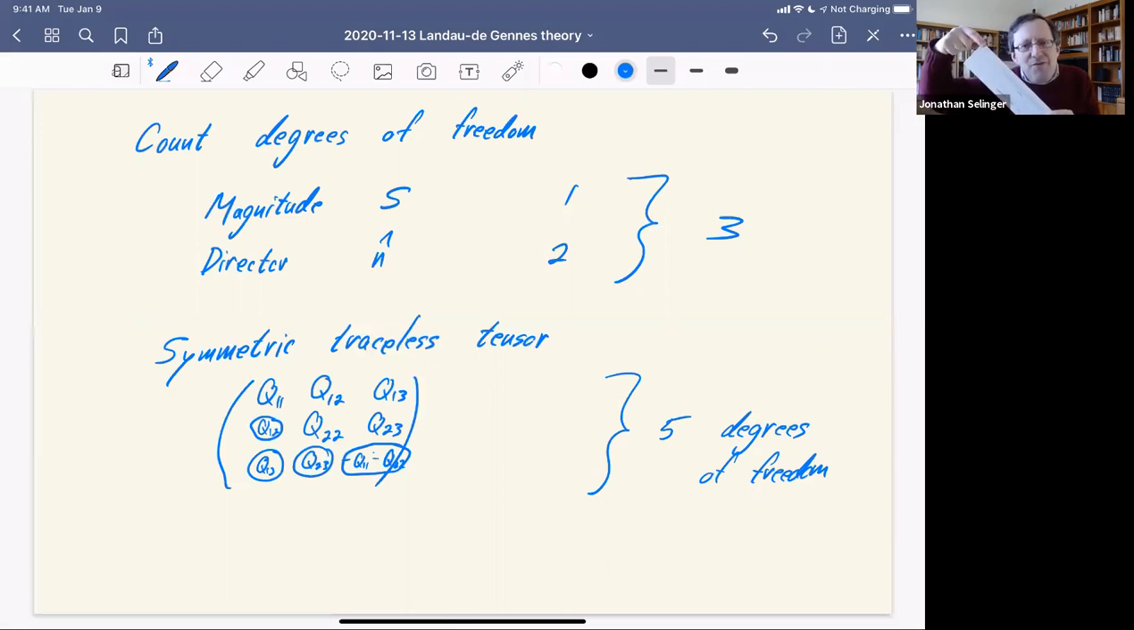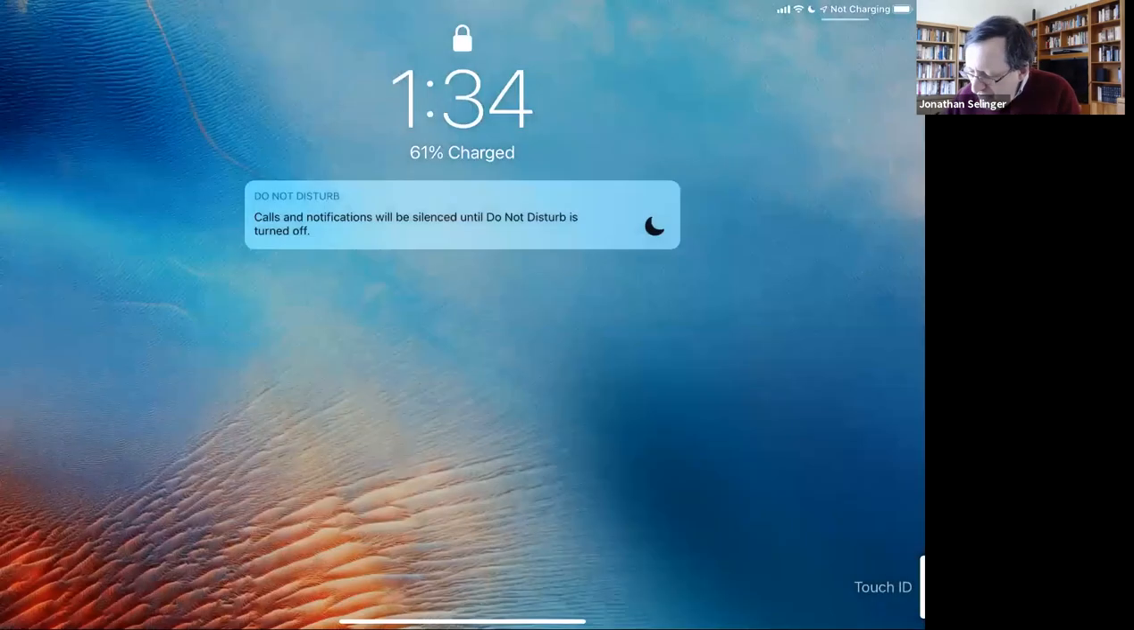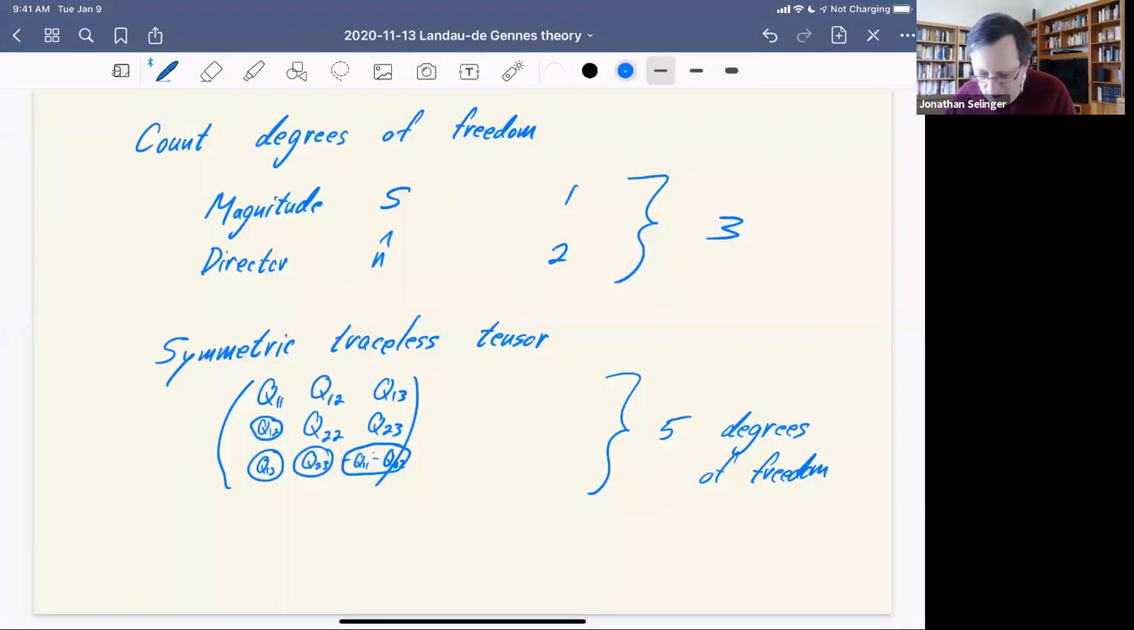So you still would need 2 more numbers to represent what's the magnitude of the difference between medium and short, and what's the orientation of the medium direction in the plane perpendicular to the long direction. So those extra 2 degrees of freedom that are not accounted for describe the possibility of biaxial nematic order.